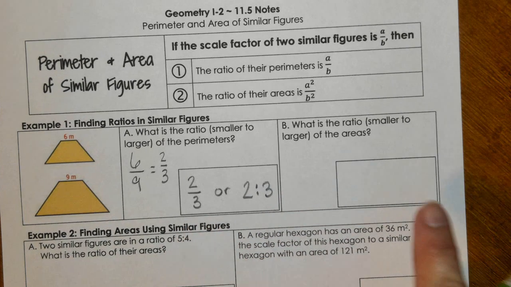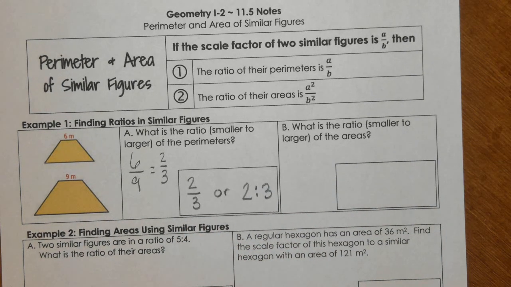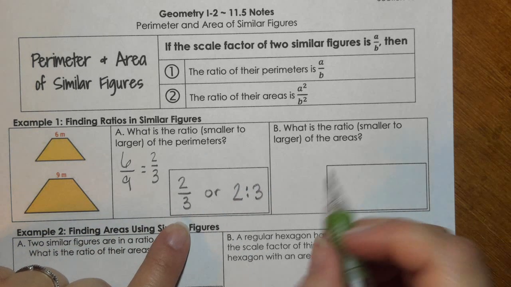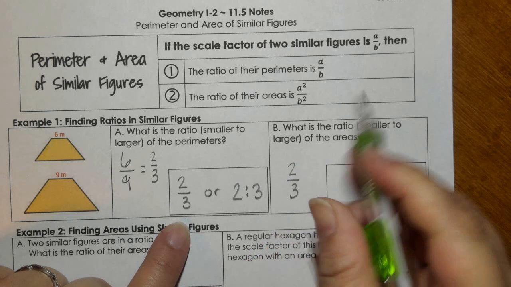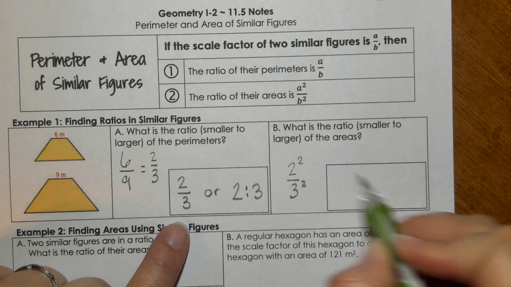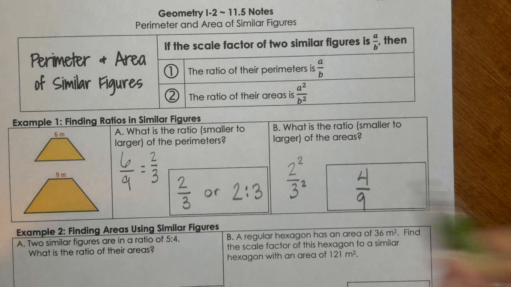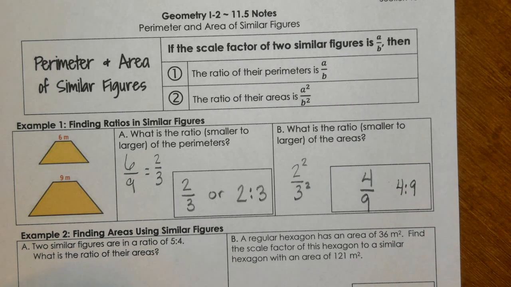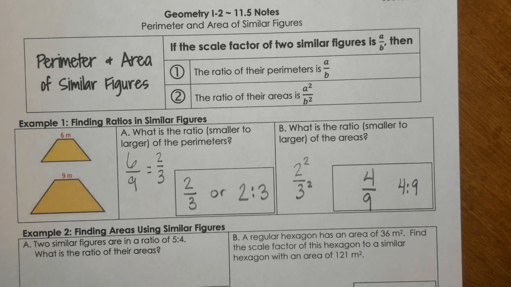For part B, what is the ratio smaller to larger of the areas? So you take the ratio, basically your scale factor, and you square it, and that would be 4/9. If you really want to write it 4 to 9, you can. Now I'll tell you in the assignment, the quick check, it's hard to do fractions in there, so I'll probably write them like this, just because it's a little bit easier and faster.